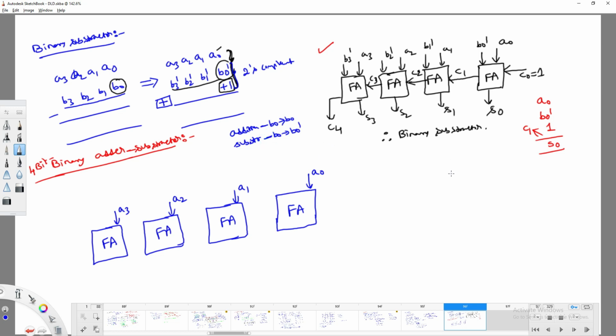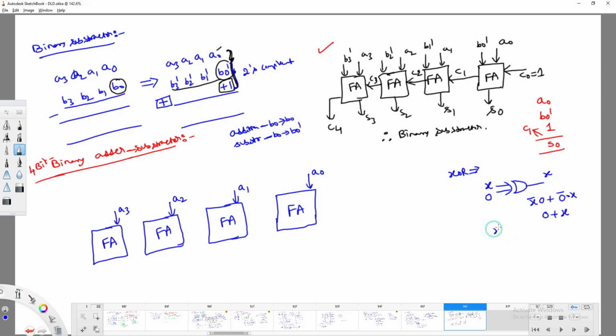See, the real world application of the XOR gate is this. If you have an input X and the other input is 0, and you perform the XOR operation, what do you get? You get X bar into 0 plus 0 bar into X, which is 0 plus X. So you get X.